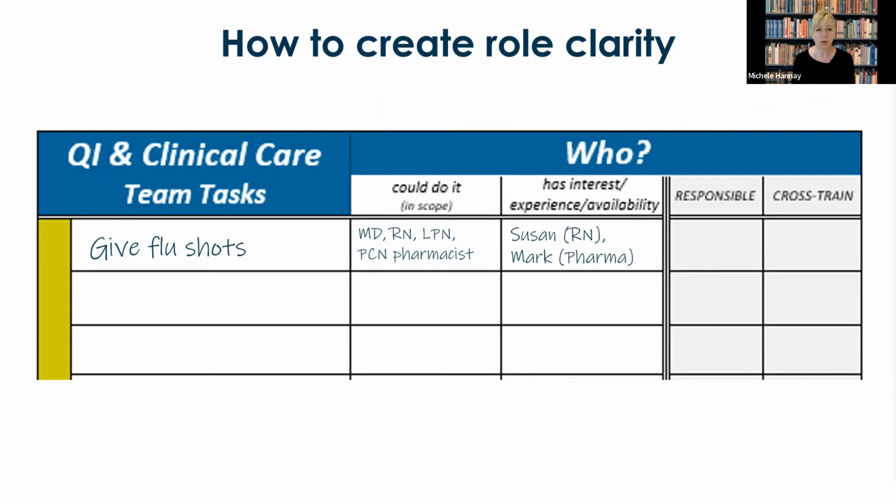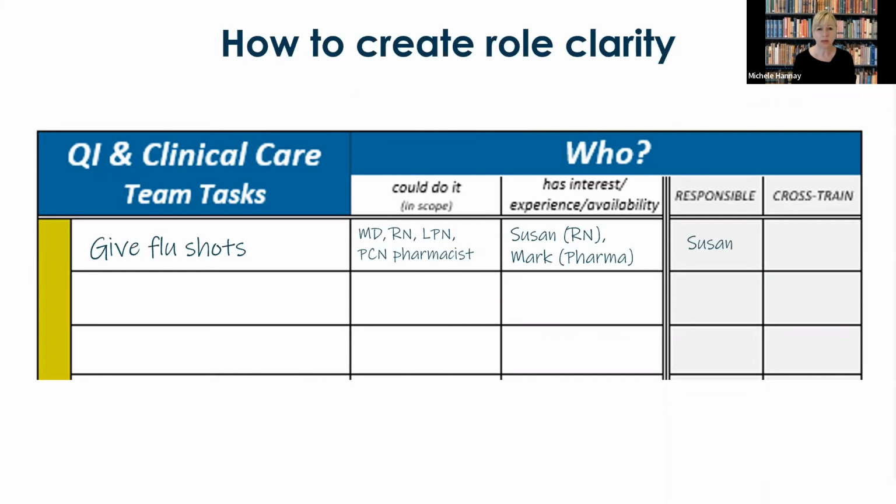But when we think about who has interest, experience, and availability, we see that Susan, the RN, has done it quite a bit in the past, has an interest in it. And Mark, the pharmacist, has also had training and experience. Now, while our LPN has had training in it, it was several years ago, and she doesn't feel completely confident in it at this point.